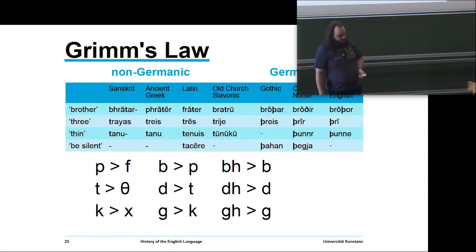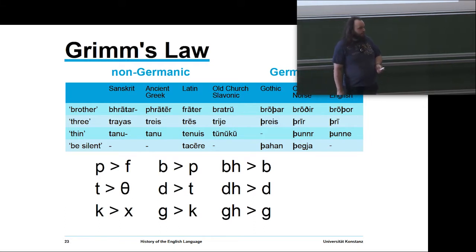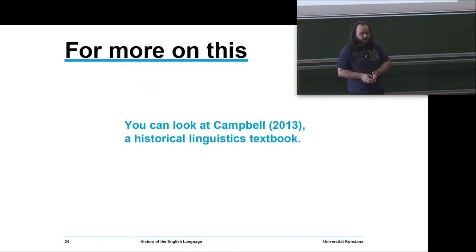This is just examples involving p, t and th, but you can see it meets all of the characteristics that we talked about earlier for a set of systematic correspondences. And when that happens, we can see that what we think is going on is a regular sound change.